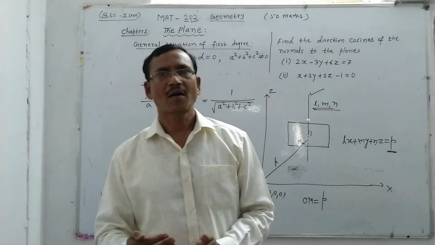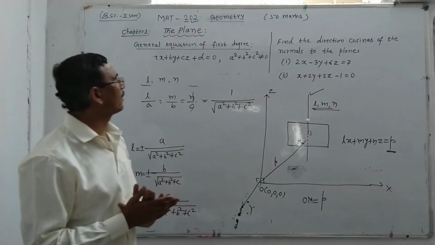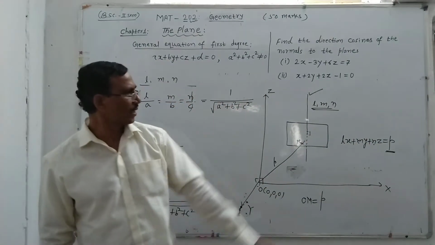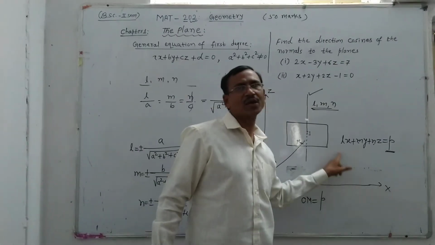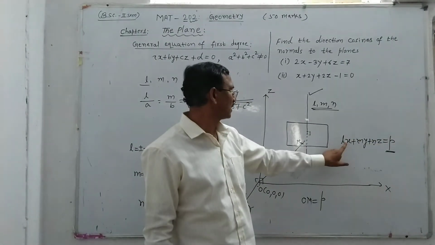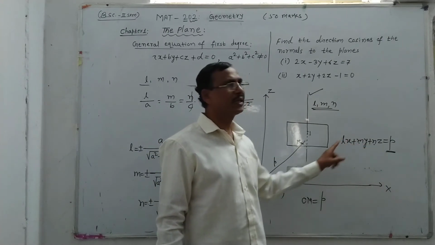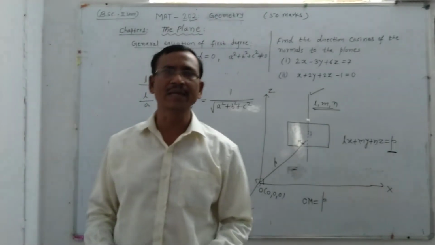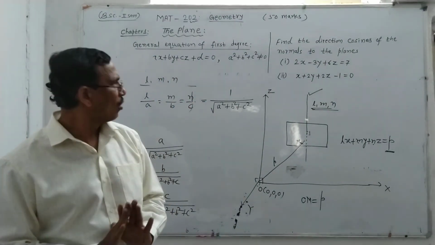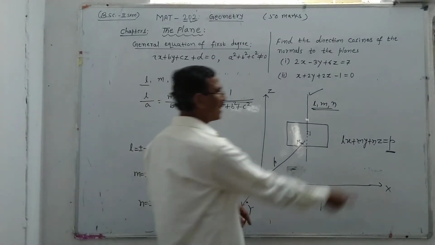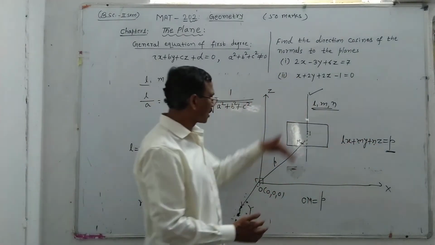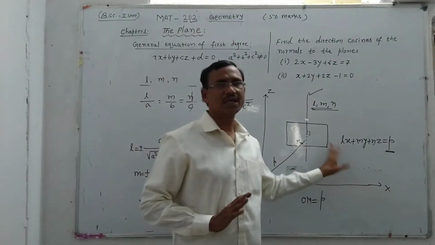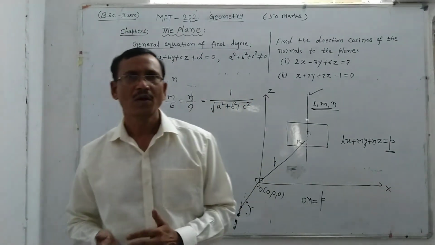The equation of a plane in normal form is given by lx plus my plus nz equals p. This is the normal form equation. If the equation is given in normal form, the coefficients l, m, n are the direction cosines of the normal to the plane, that is a line which is perpendicular to the plane. Okay? And what is p? P is the perpendicular distance of the plane from the origin, that is small p. This is the equation in case of normal form.